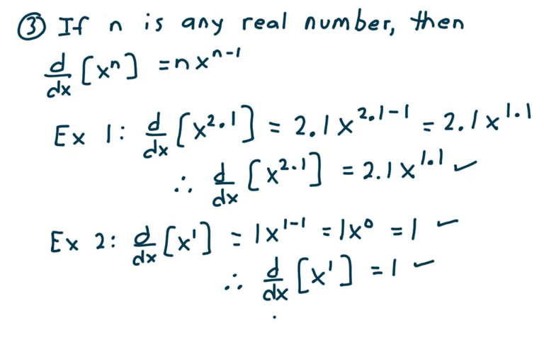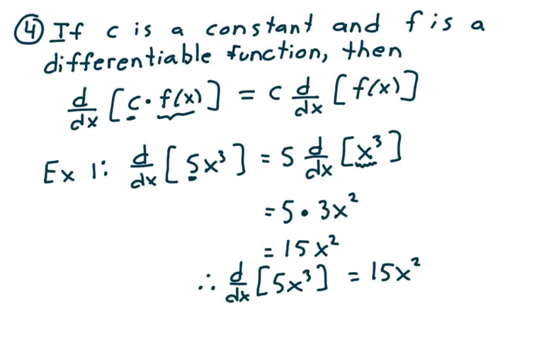And that's how Rule 3 works. If we take a look at Rule 4, here we have if c is a constant and f is a differentiable function, and that just means we could take the derivative. It says that the derivative of c times f of x with respect to x is c times the derivative of f of x with respect to x. So in other words, I could take the c and pull it out in front of the derivative.